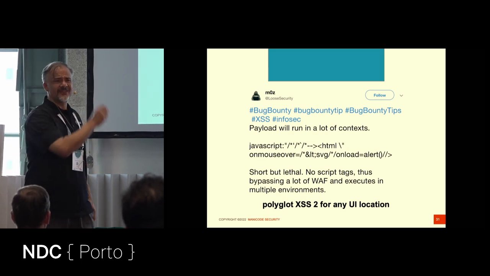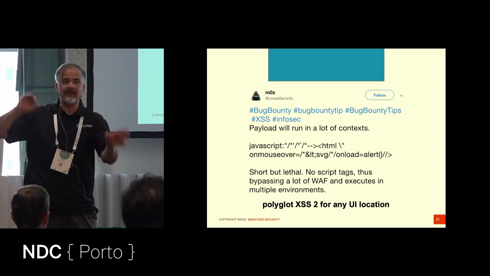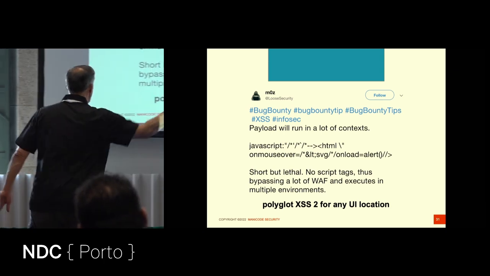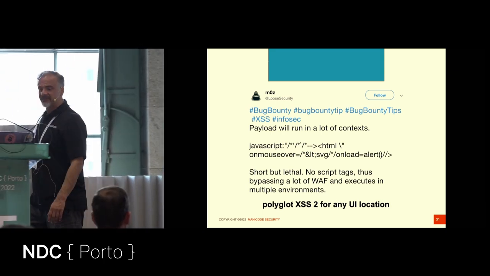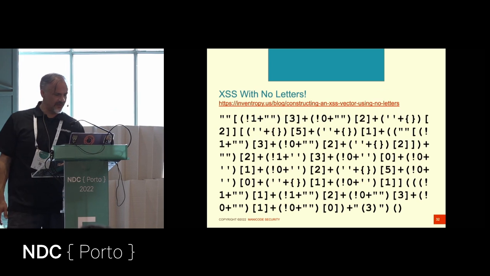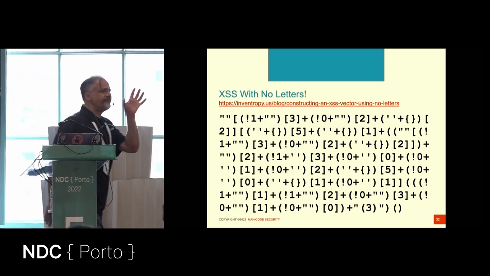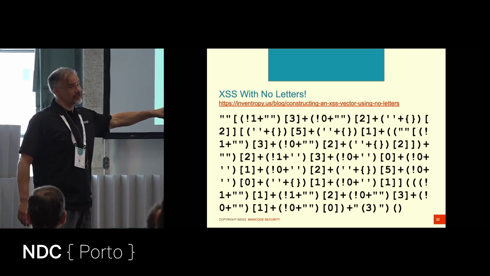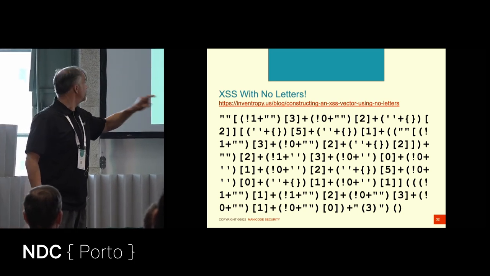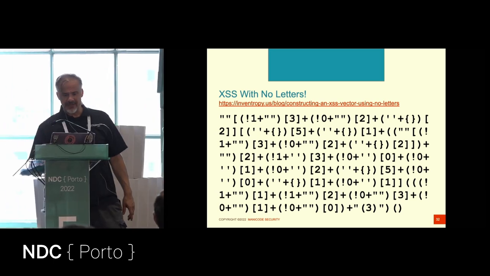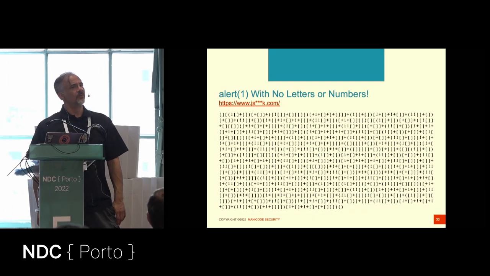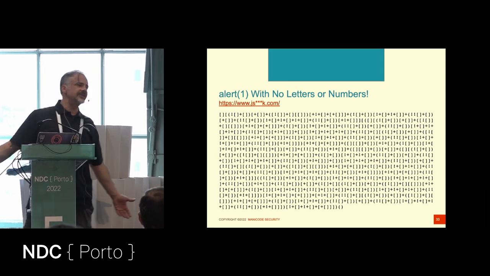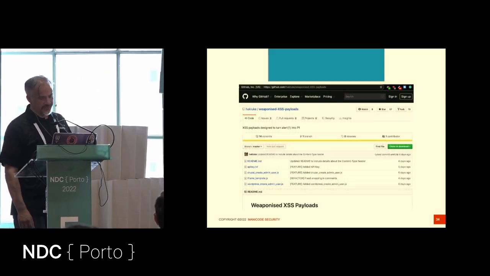You just submit this to every single form field, every cookie, every data entry point, and see if it renders anywhere and executes that alert. This is how we test for XSS. And the thing is, you may have firewalls trying to block me, but I can represent JavaScript in a lot of weird ways. This is XSS with no letters. This is XSS with no letters or numbers. So there's just a lot of ways I can obfuscate JavaScript.